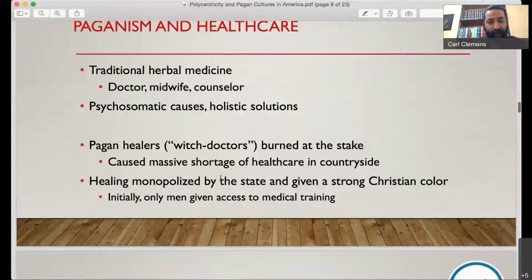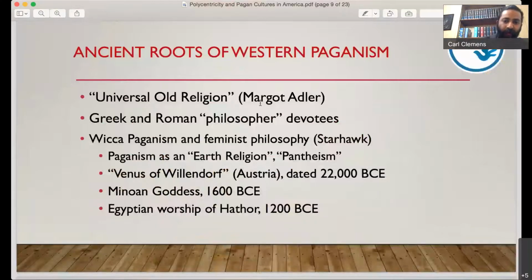So Western paganism has ancient roots. Margot Adler talks about the universal old religion, kind of like a Sanatan Dharma, a perennial philosophy. And of course, Greek and Roman philosophers are very popular, but the fact that they were passionate devotees of their chosen deities is often not talked about.